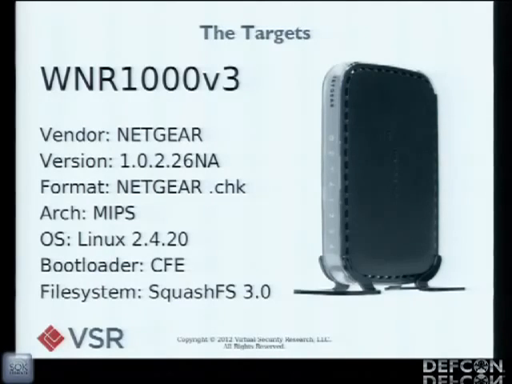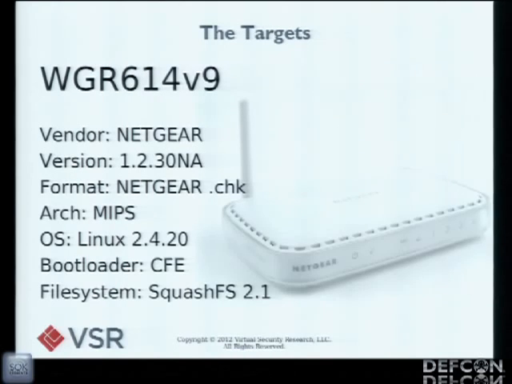So a couple routers that I looked at specifically for this project: the WNR 1000 version 3, made by Netgear, uses the proprietary Netgear CHK format, which we'll go into a little bit more later, for the actual structuring of the firmware image. It uses a MIPS architecture, and as we'll see, almost every consumer router out there, at least that I was able to use, was based on MIPS. And these use really old versions of Linux, which is great. This one was using Linux 2.4.20, which I believe came out in November of 2004 or 2002. And that's really old. It uses the common firmware environment bootloader, as well as the read-only SquashFS file system version 3.0.